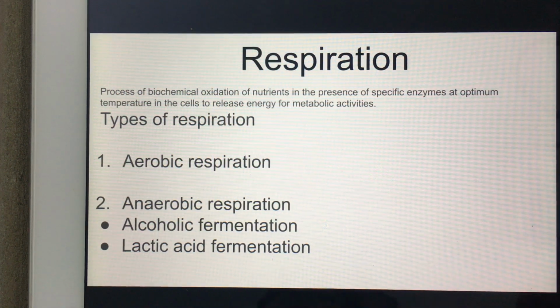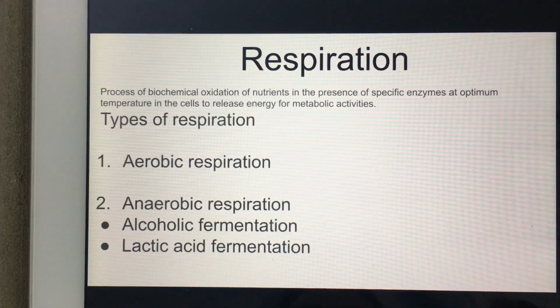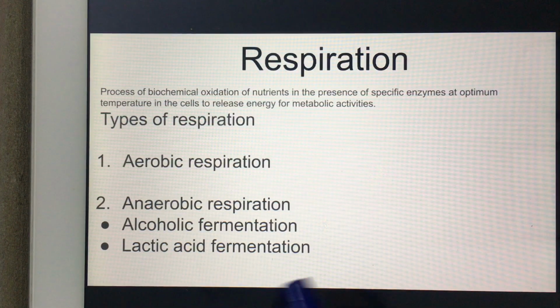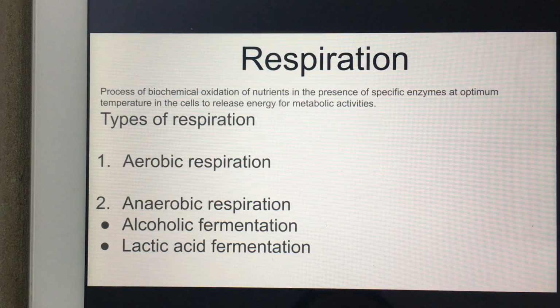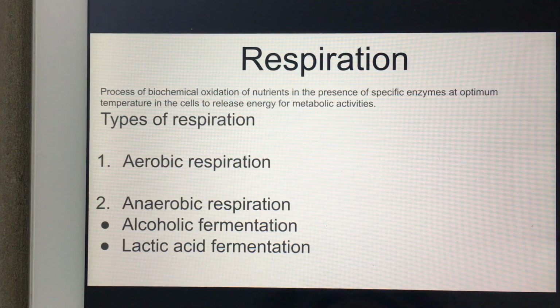Hello children, today we are starting with the topic respiration, and in this, first of all, let us see the definition of respiration. It is the process of biochemical oxidation of nutrients in the presence of specific enzymes at optimum temperature in the cells to release energy for metabolic activities.